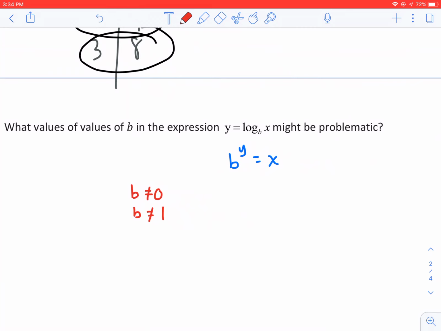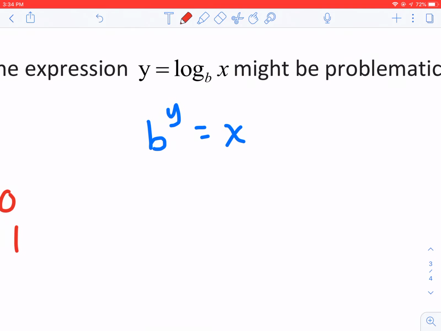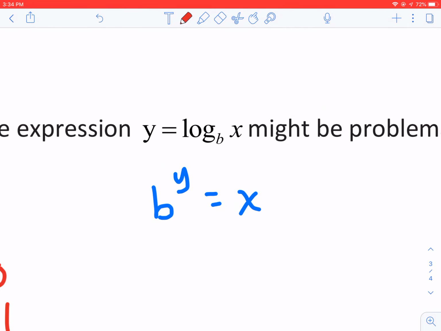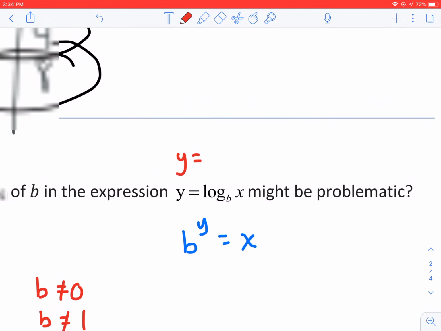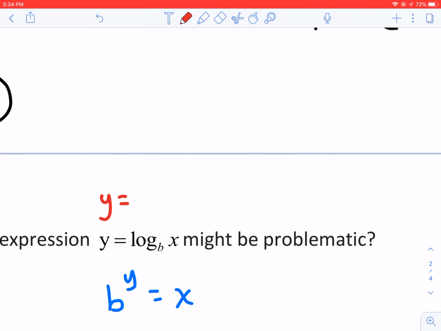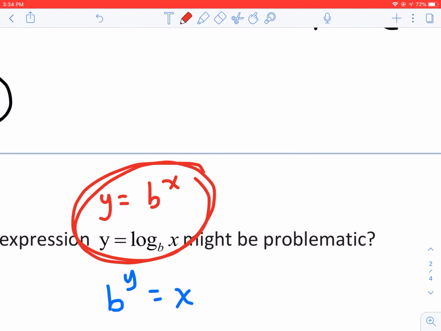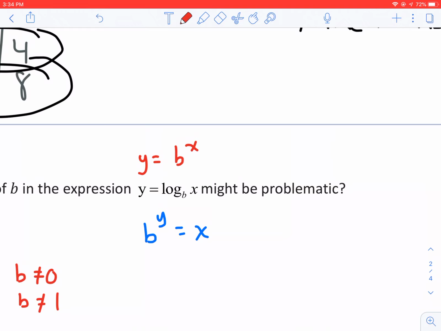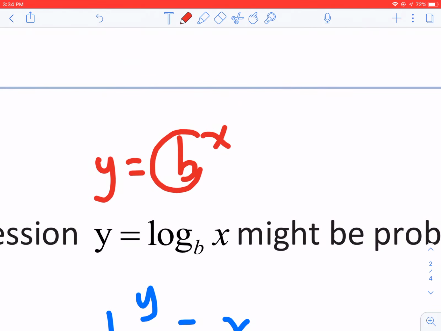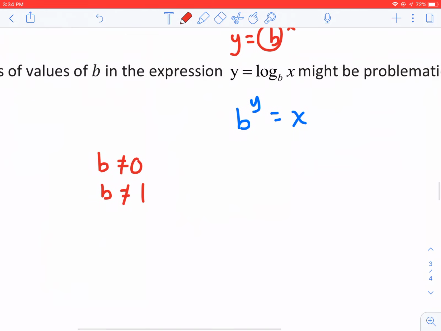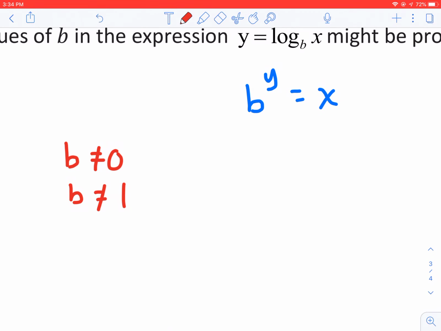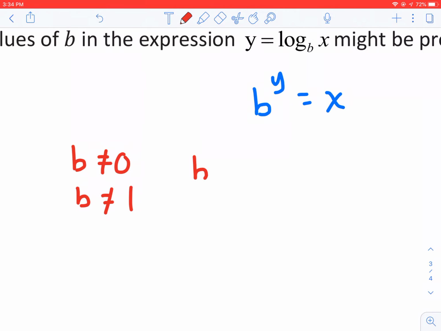And so those are always values we check. We can check positive numbers, but we should also check negative values. And for the same reason, because this is connected with the exponential function, y equals b to the x, right? These are inverse functions of each other. Because these are inverse functions, and we know for exponential functions the b value can't be negative, we're not going to allow negative b values either for our log functions. So we're also going to say b has to be greater than 0.